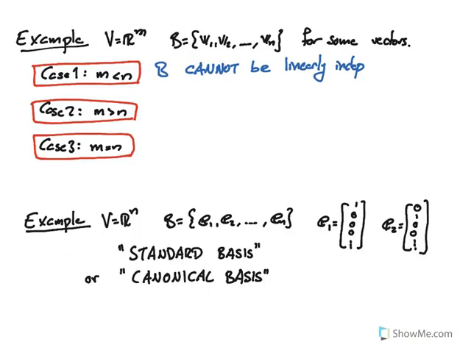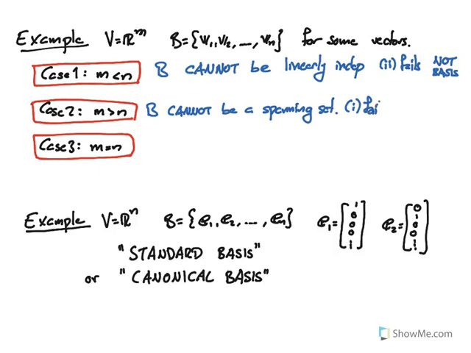So this was condition 2. So 2 fails. So not a basis. In the other case, this is the other example we had. This is a generalization of the situation where we were in R3 and we had just 2 elements. In this case, B cannot be a spanning set. So condition 1 fails. So again, we have not a basis.